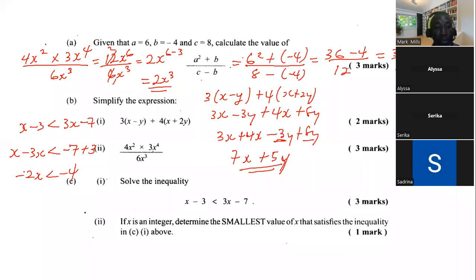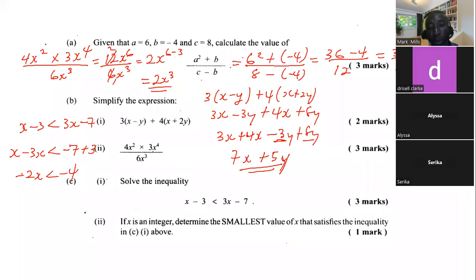So how do I find the value of x? How do I move this 2 here, which is actually multiplying, to come over this side? But now it is negative. Watch this now. Whenever you are going to divide by a negative number, you need to change the inequality sign.